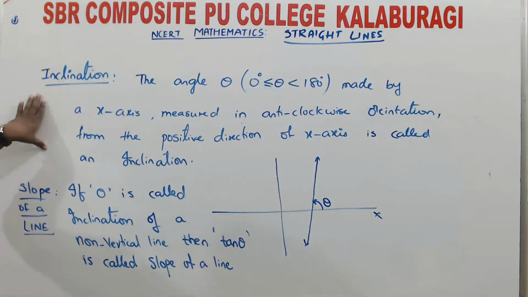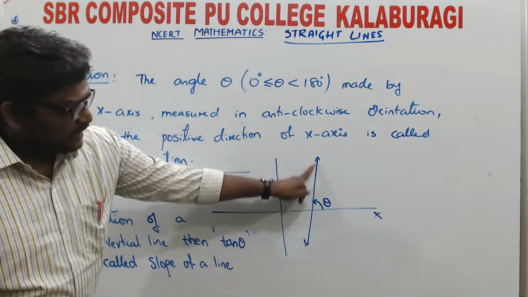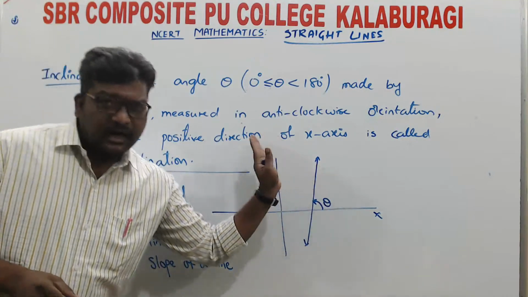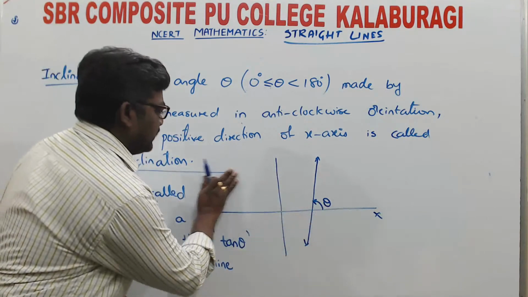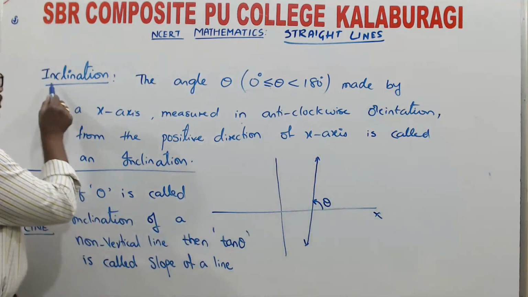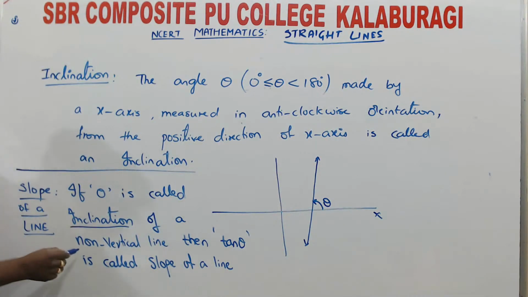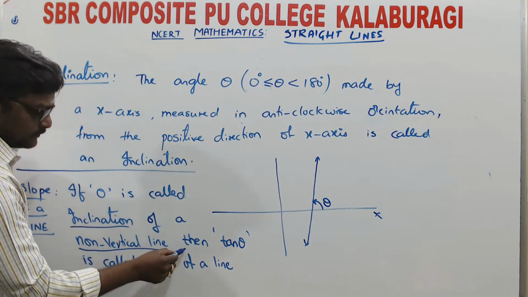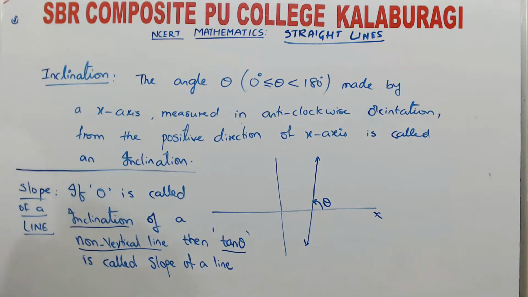After the straight line, we learned what is meant by inclination. Inclination means an inclined line. It is not horizontal, not vertical. It is a non-vertical line. The angle this line makes with the positive direction of the x-axis, with anti-clockwise rotation, is called the inclination. If we take theta as the inclination of this non-vertical line, then tan theta we call the slope of a line. Why tan we are taking, we will come to know.